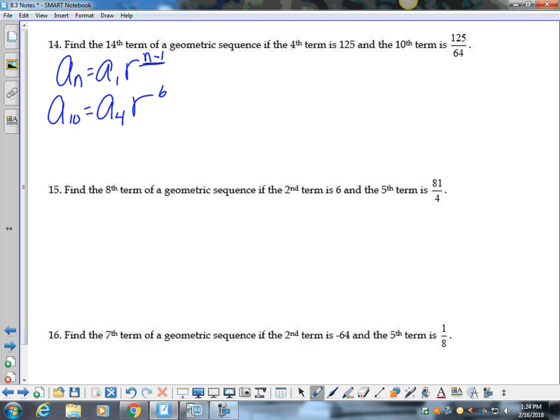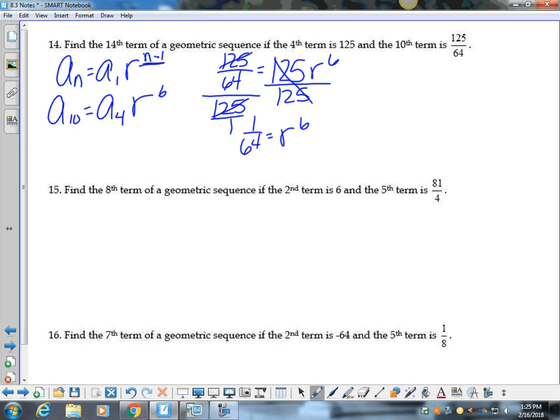So I know a sub 10, and you got to be really careful with your algebra. And I know a sub 4. Okay, I'm not going decimals. I'm going to divide by 125. Okay, put this over 1. If I bojangles, my 125s are going to cancel. It does not leave me with a 64. It leaves me with a 1 over 64.